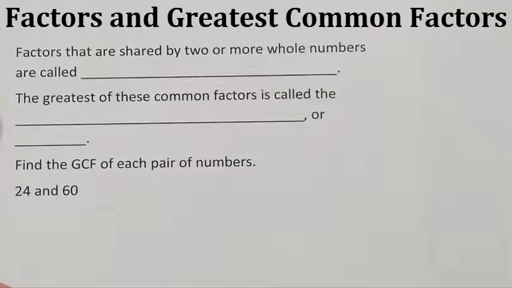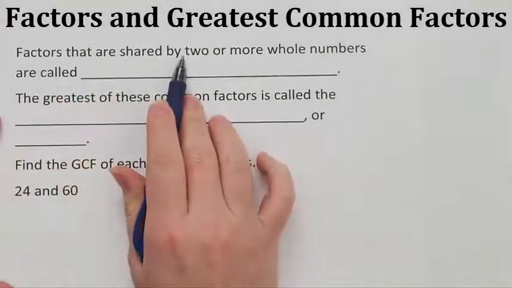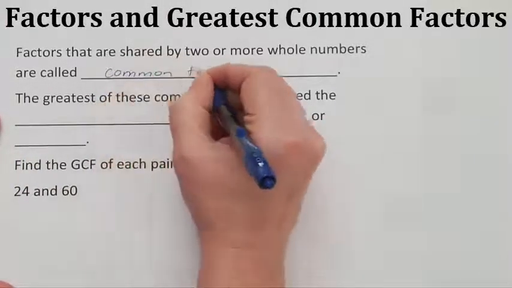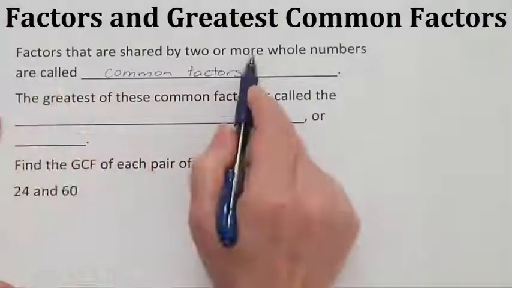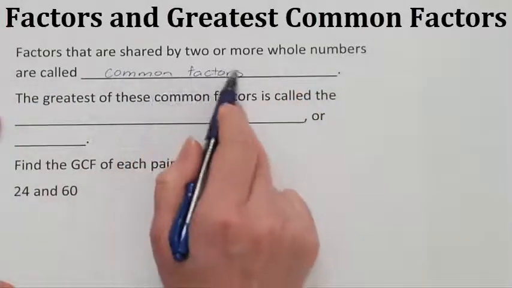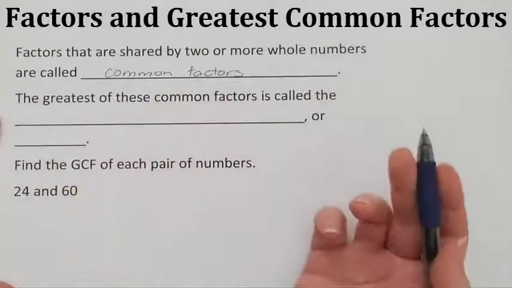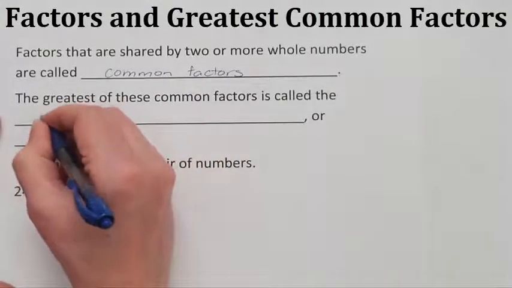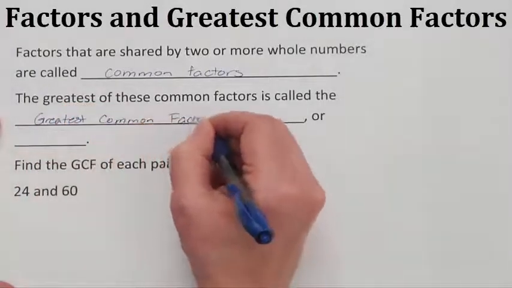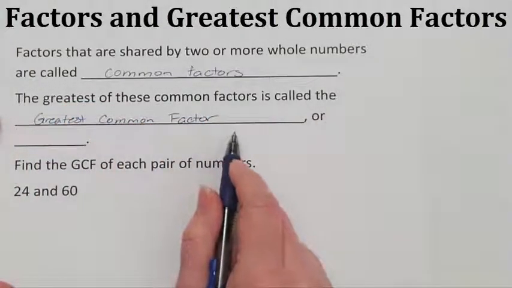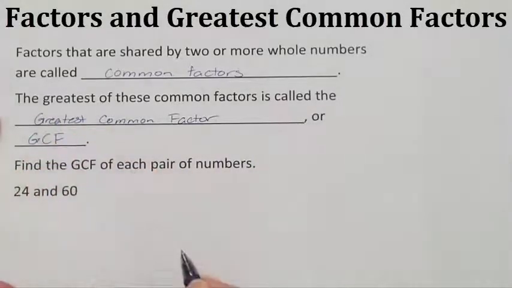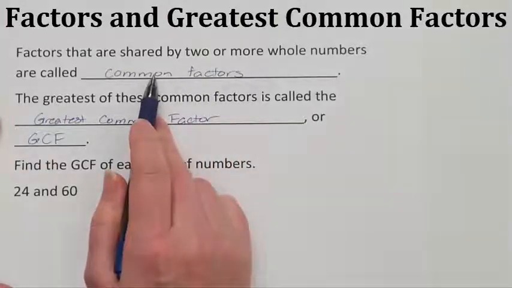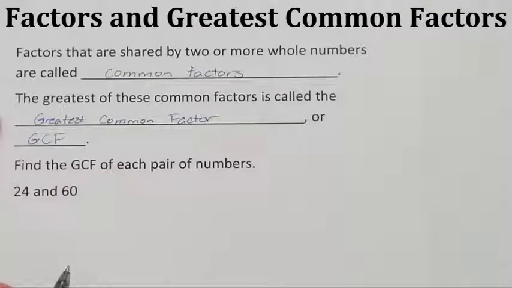Now we have a few more definitions that we need to learn. Factors that are shared by two or more whole numbers are called common factors. They were all the factors that the numbers had in common. If it is the largest of those common factors, we call it the greatest common factor. You may be familiar with our shorthand for saying greatest common factor, GCF. So if you can find any factors that numbers have in common, they're the common factors. And if you can find the one biggest one, that is the greatest common factor.